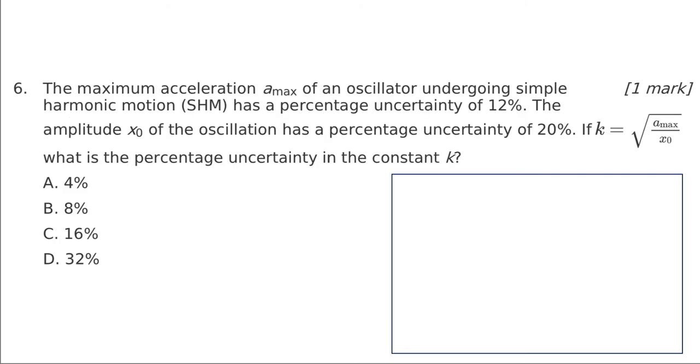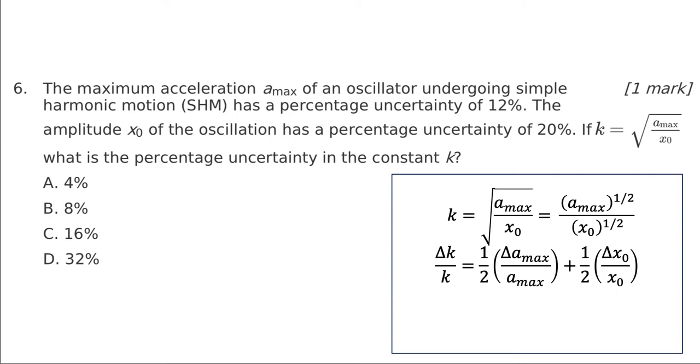Horrible one, this one. We've got a relationship k equal to the square root of a max over x0. A handy thing to do here is to remember what square root is. That is the power of a half. So we're going to apply our same rule here, which is the idea of powers: if we have n as our power, all we have to do is stick that n down in front of the percentage uncertainty of the original value. So in this case, the percentage uncertainty of a max multiplied by a half, because n is 1/2 here. And we do the same for x0.